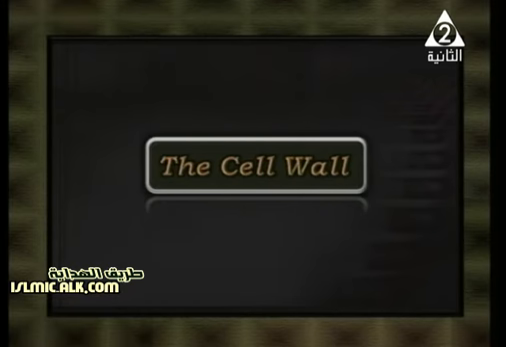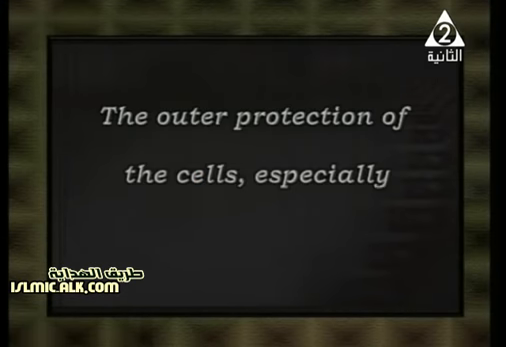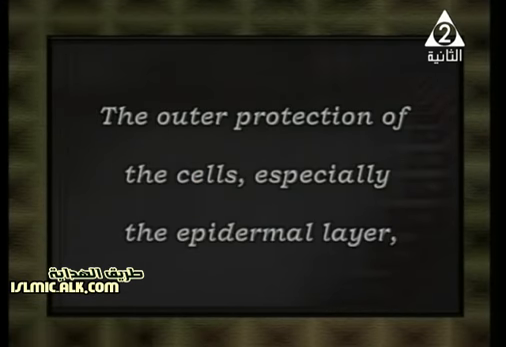The cell wall, after the epidermal layer. The cell wall is the outer protection of the cells, especially the epidermal layers. Well, do you know the structure of the plant cell as we studied before? We said that any plant cell consists of the cell wall, and after that we have what? The plasma membrane. While in our body there is no cell wall. Well, the cell wall is a very hard and stiff layer relative to the plasma membrane. So it acts as a kind of protection for the plant.